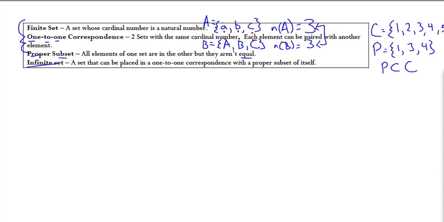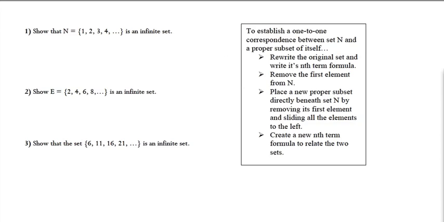So let's take a look at our first example, and you'll see what I mean. So we want to show that N, the natural numbers, 1, 2, 3, 4, and so on, is an infinite set. So here's what we have to do. We have to establish a one-to-one correspondence between the set and a proper subset of itself. So right off the bat, we want to rewrite the original set and write its nth term formula. So the original set here is 1, 2, 3, 4, dot, dot, dot. And do you remember this nth term formula? It's going up by 1, so it's just n. And since we start at 1, we can stop there.